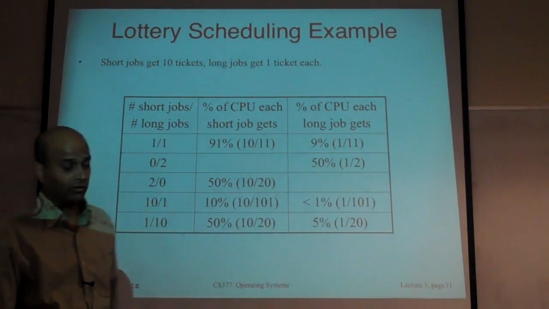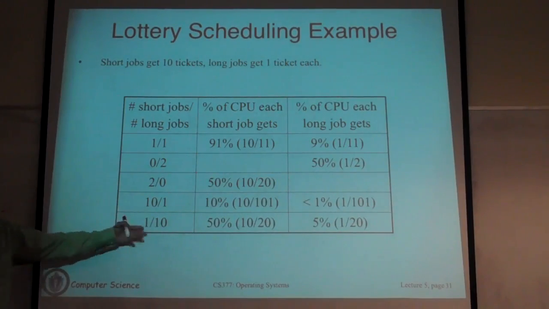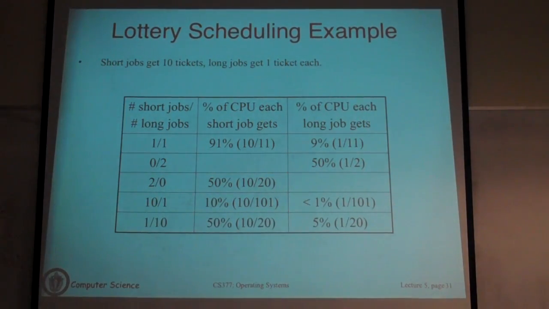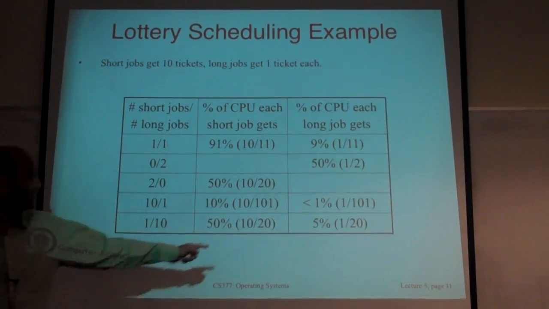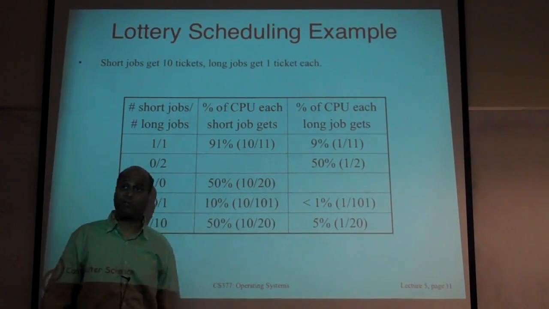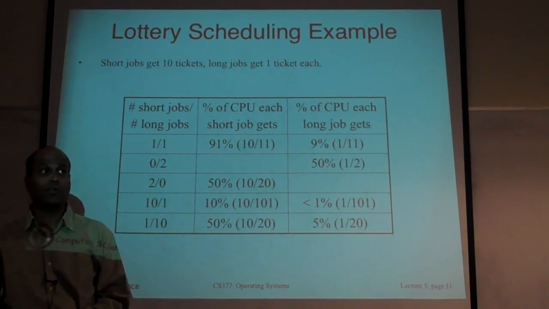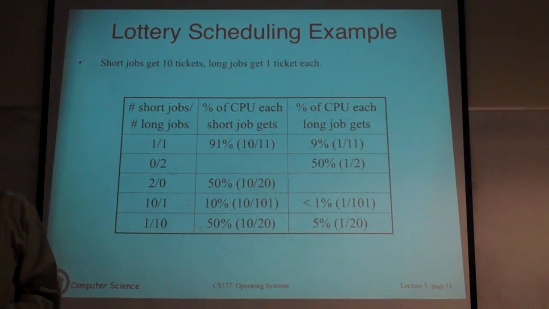And vice versa. Okay, so here we have 1 and 10, and you can do the math. Here you get 50%, and that one will get 5%. Because there are 10 long jobs, each gets 5%, cumulatively they'll get 50%, and this one small job gets the other 50%. Because you can control, based on assigning these tickets, what happens and so on.